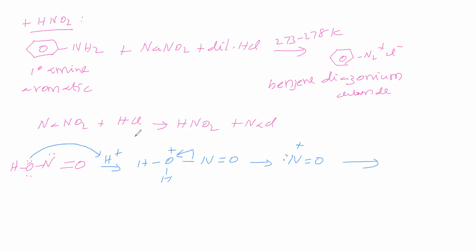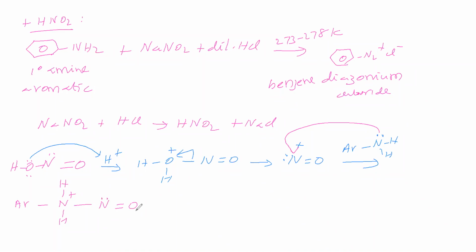Next, this amine, the aryl group with NH2, is attacking. The N has a lone pair, and this N is attacking this N. So what are we getting? This NH2 is attacking this NO. Here it has a lone pair, and this dative bond becomes a normal bond. So there is a positive charge here and a negative charge, and since a plus is already there, it is neutral. We have given the structure for this.